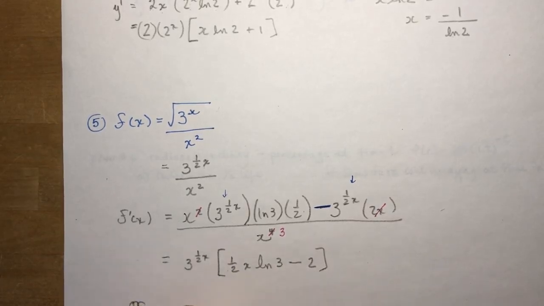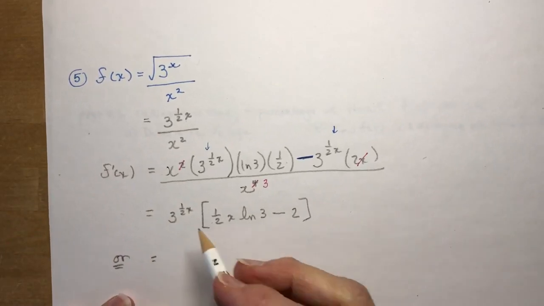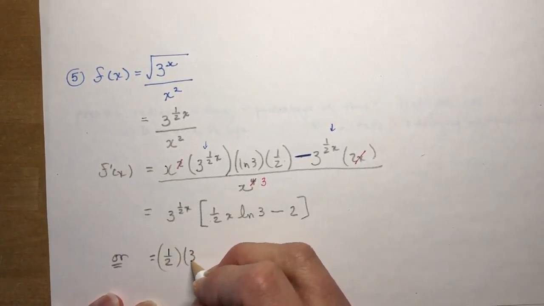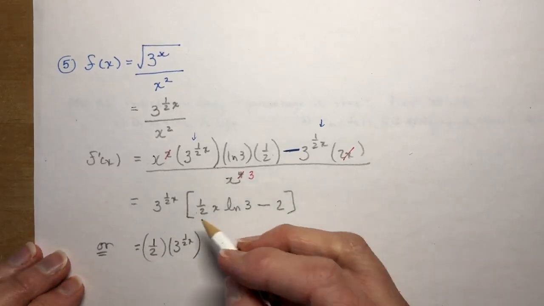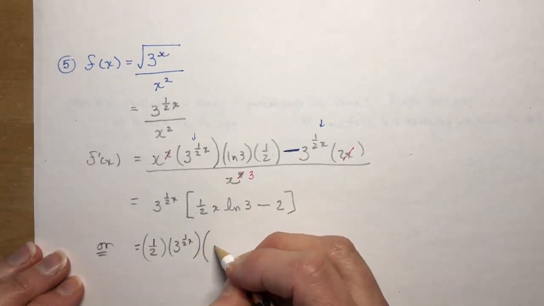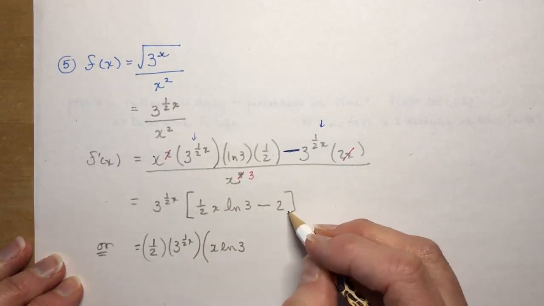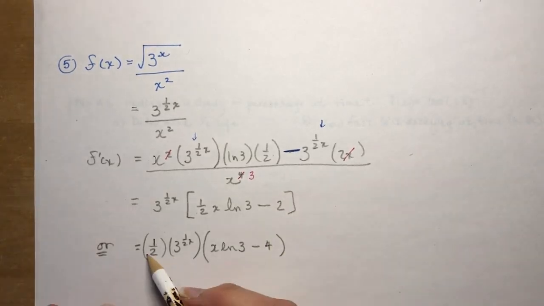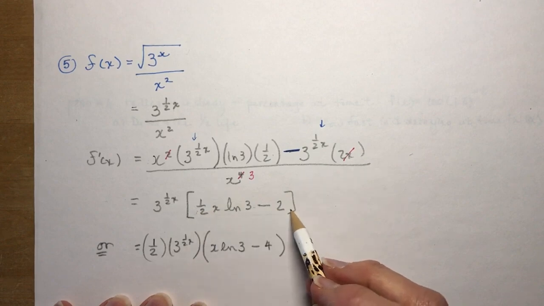Okay, so you could have also taken out a half. I'll write that one here just for another example. You're still going to get the same answer, right? If I take out another half here, so I would have a half times 3 to the 1/2 x. So far, so good. And in here, I would just have x ln 3, and 2 divided by half would be minus 4. Now, it doesn't matter.